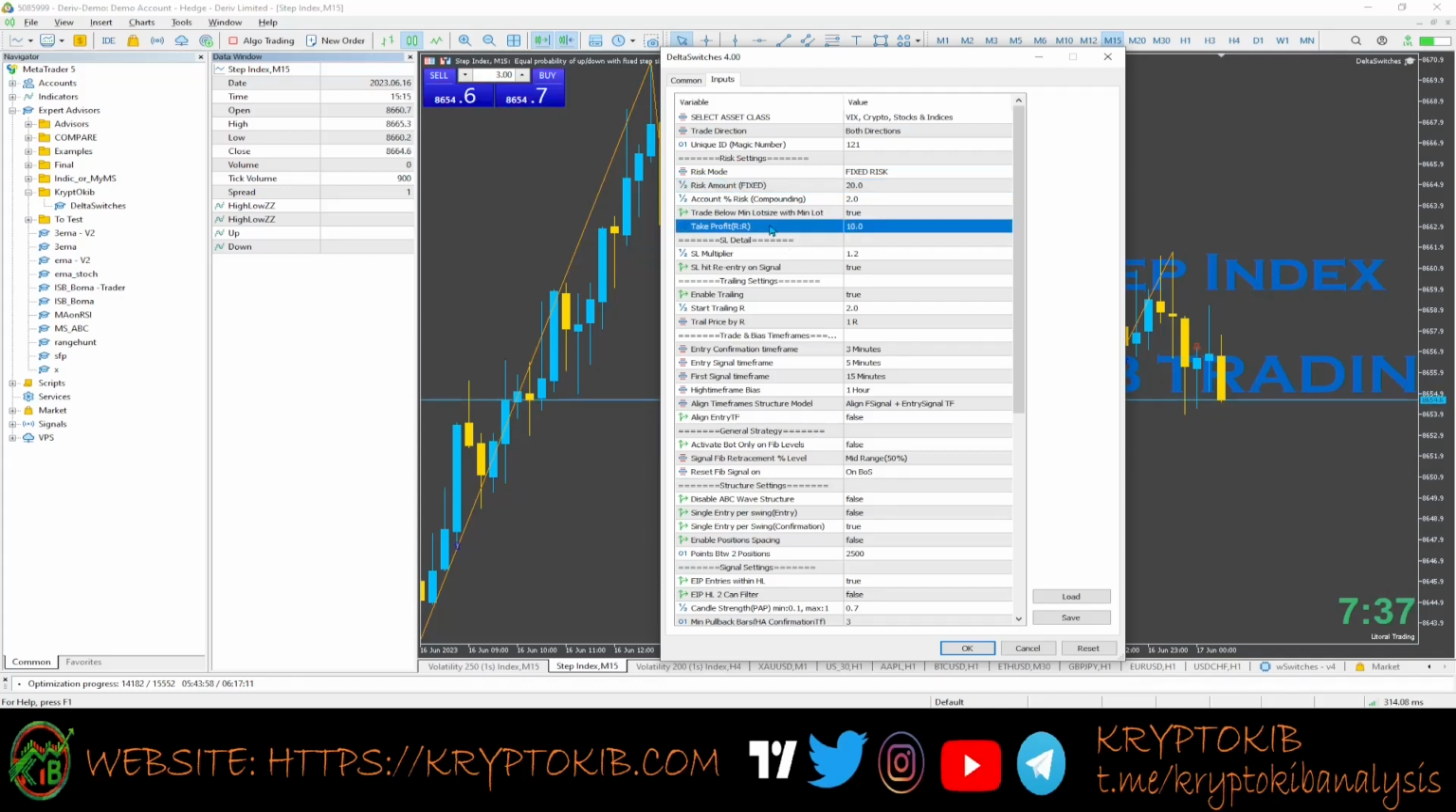This is take profit in RR. If you want to target 3R, you put 3R. If you want to target 30R, you put 30R. No limitations on that. SL multiplier.